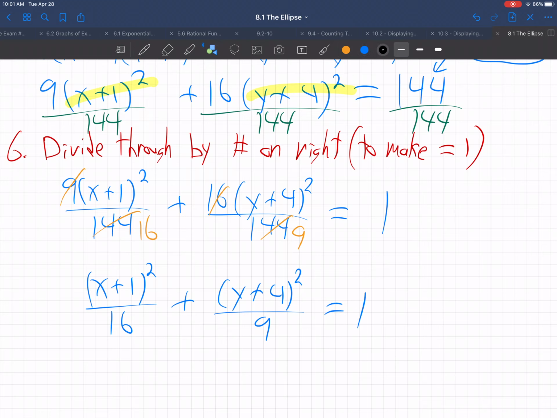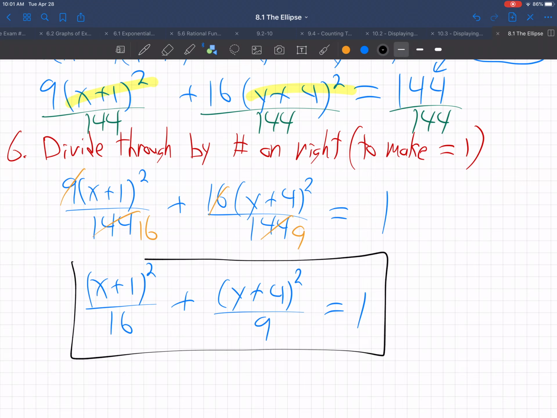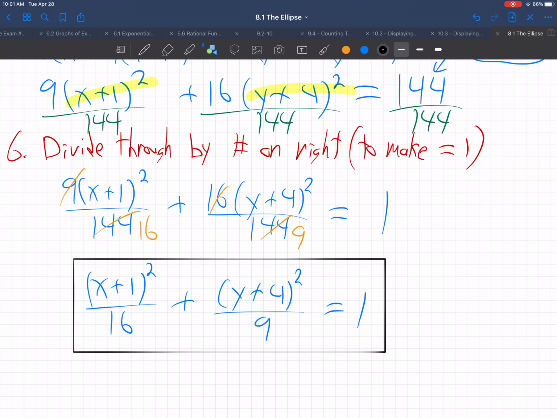We did it. We changed it into the normal form we use to graph. Why do we want to do all that? Because now we could easily graph this thing. They're not going to ask us to graph it, but we could. We could easily graph it.